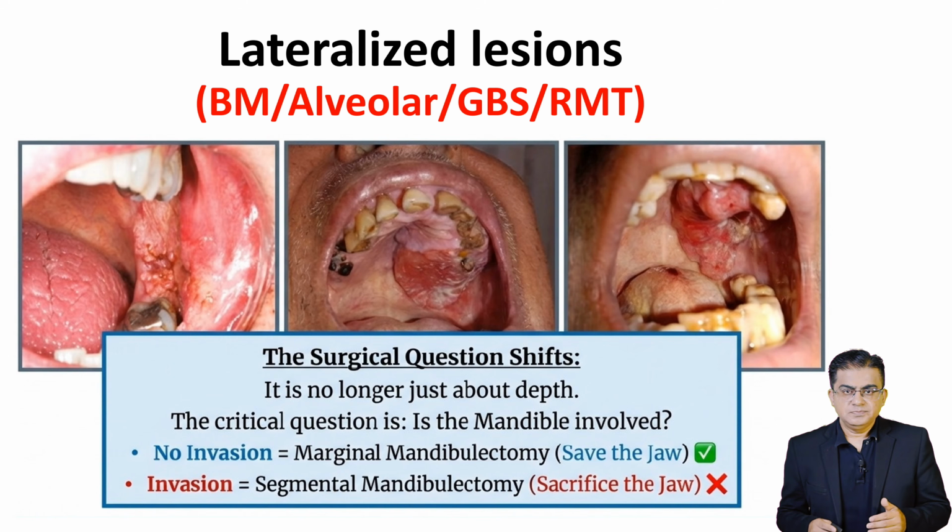Now listen carefully. For the tongue carcinoma, we were obsessed over soft tissue extension and depth of invasion. But for these patients with lateralized tumor, the surgical question shifts now. It is no longer just about soft tissue. The clinical question now becomes, is the mandible or maxilla involved or not? This is not just an academic question. This dictates the type of surgery you will do.